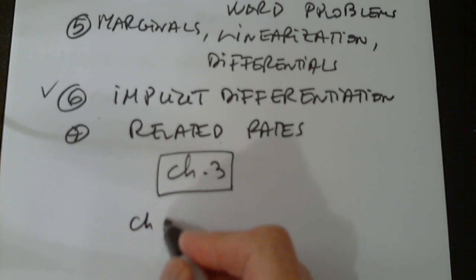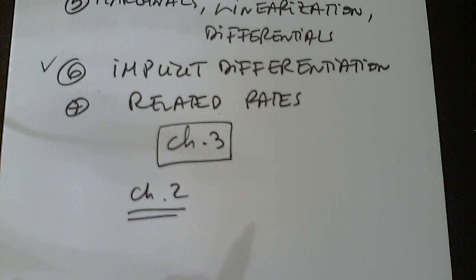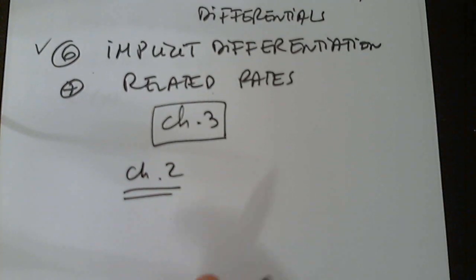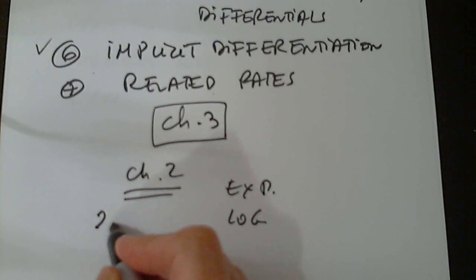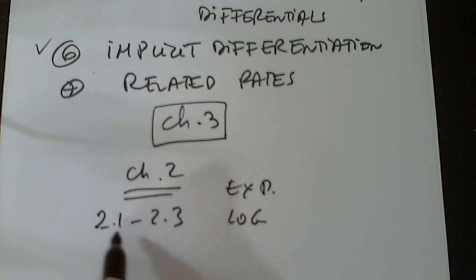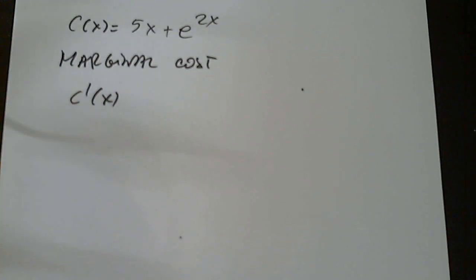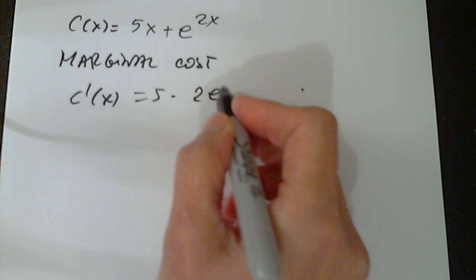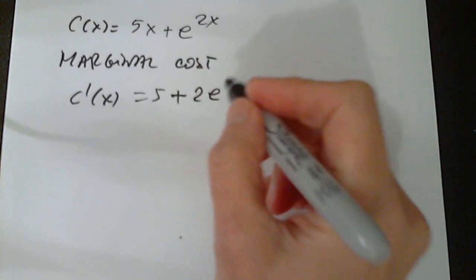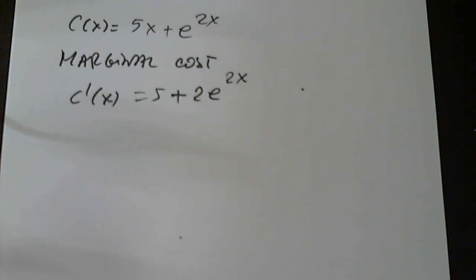So one thing, just remember this is chapter 3, but this test includes chapter 2 as well, the exponential and log, 2.1 through 2.3. Okay. So C prime will be 5 plus 2 times e to 2x.